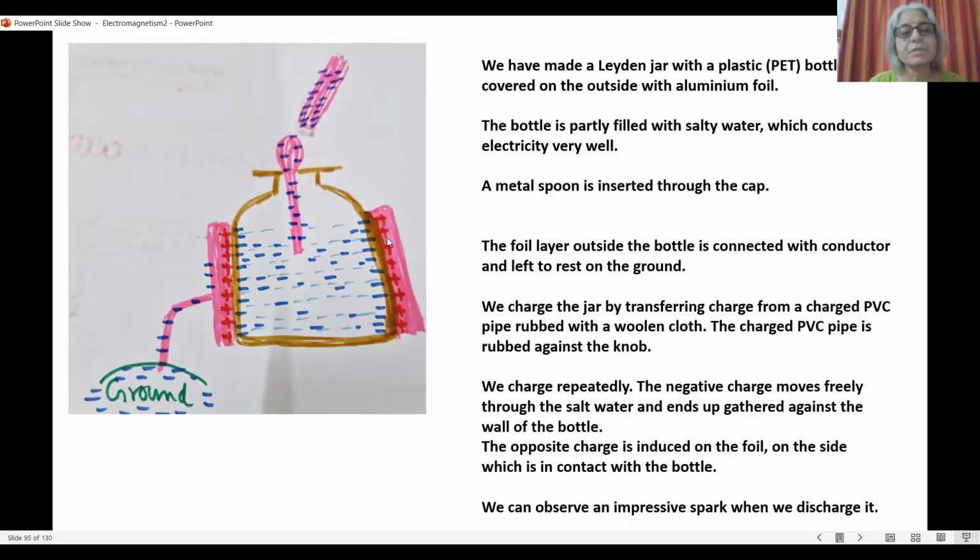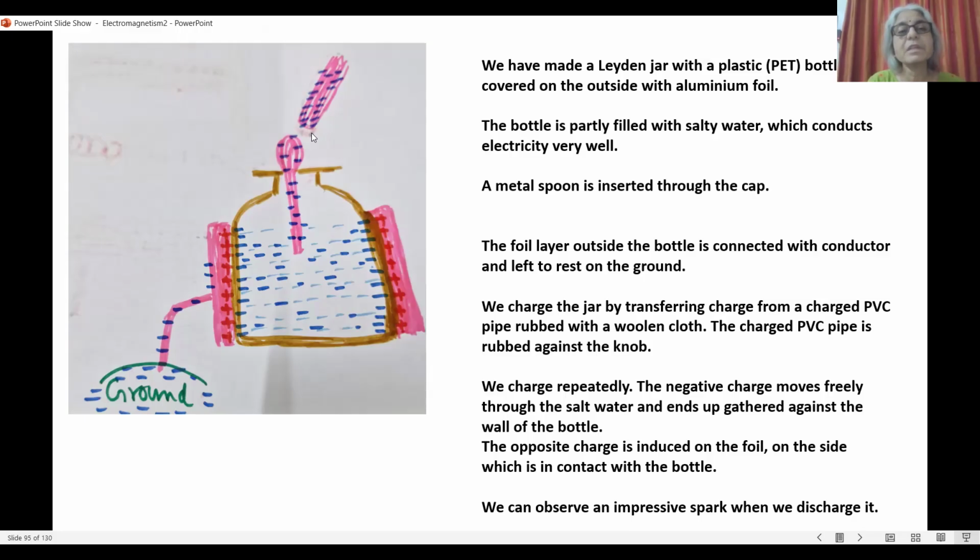So this is a version of the Leyden jar that we actually made. This is just a plastic bottle filled with salt water. And through the cap of the bottle, we have inserted a stainless steel spoon, a metal conducting steel spoon. And outside this bottle, on the lower end of it, we have wrapped aluminum foil. The aluminum foil is the outer cup of the Leyden jar in this case, and the inner cup is this salty water. Water with salt is a conductor.